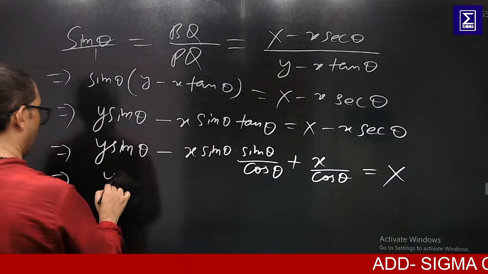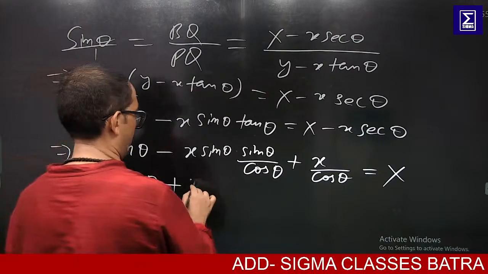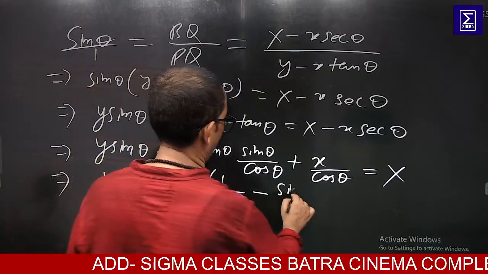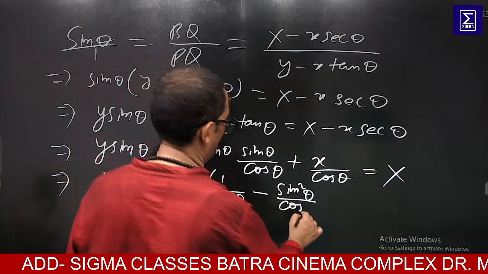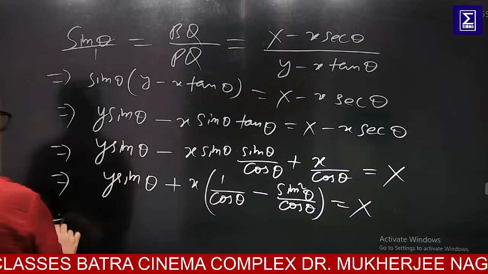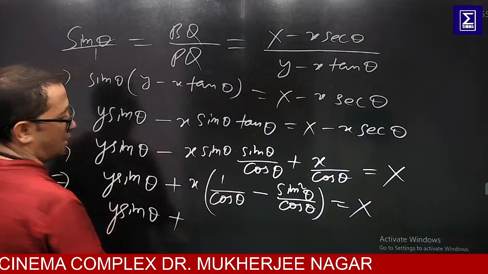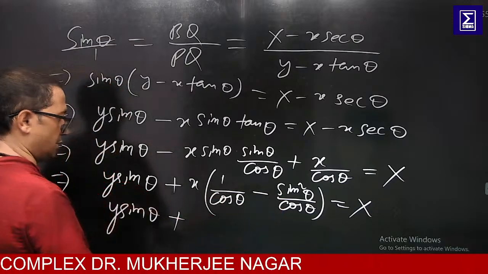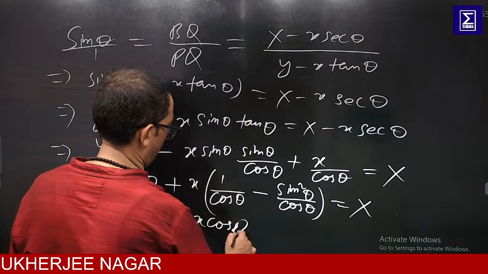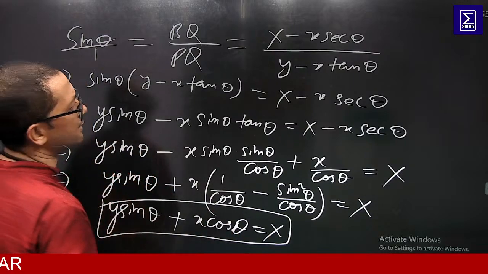So next step will be y sin theta minus, if you take x common, so 1 upon cos theta minus sin squared theta upon cos theta, and that is equal to x. So the next step would be y sin theta plus 1 minus sin square theta is cos square theta. So that is x cos theta, and that is equal to x. So we got this relation again.